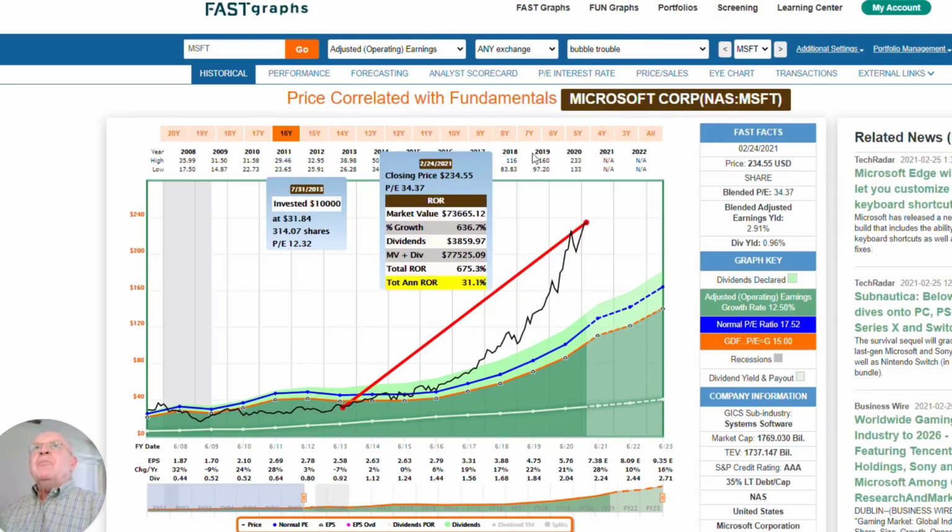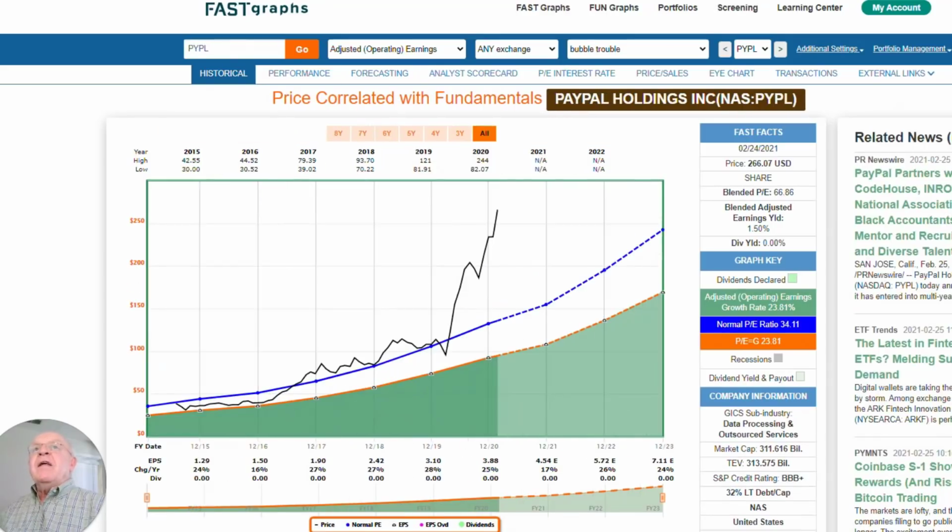This is a very expensive stock. It's had a tremendous run. It's got momentum. It's extremely popular, but that is not fundamentally sound. And that picture ought to tell you.